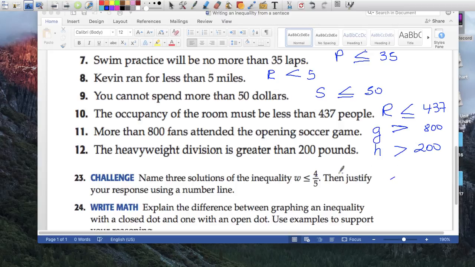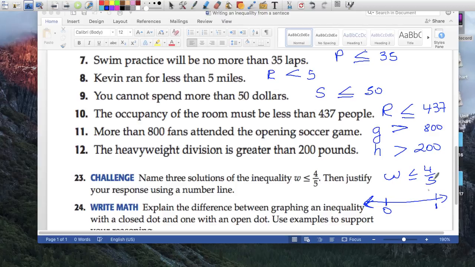Challenge. Name 3 solutions to the inequality W is less than 4/5. Then justify. So why don't we use a number line? So here's a number line, and 4/5 is a small number. It's a number between 0 and 1. So I'm going to use 0 here and make that 1.